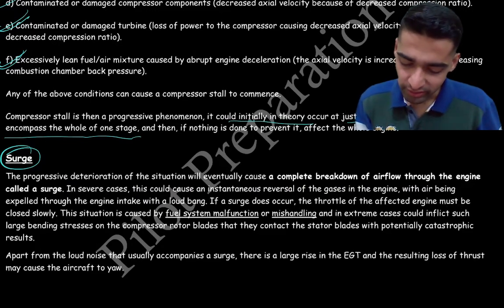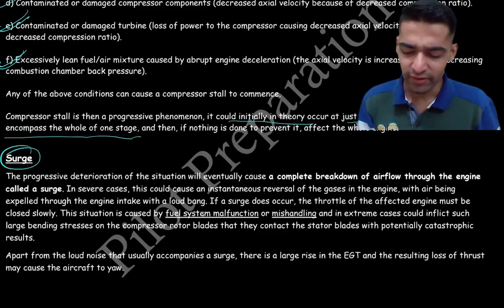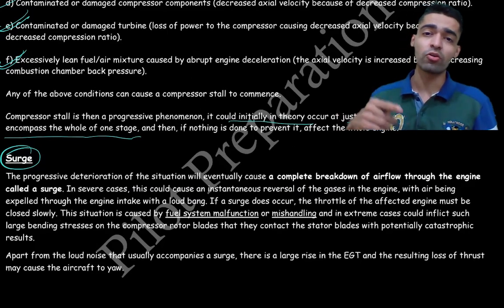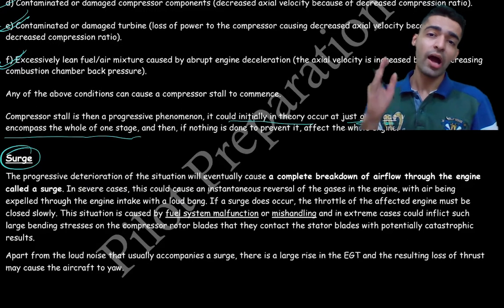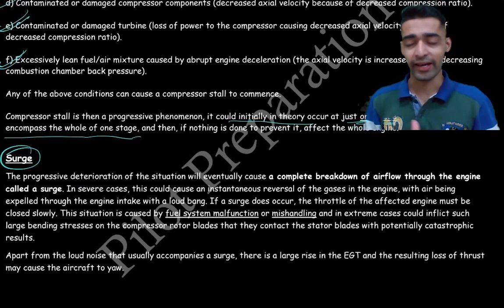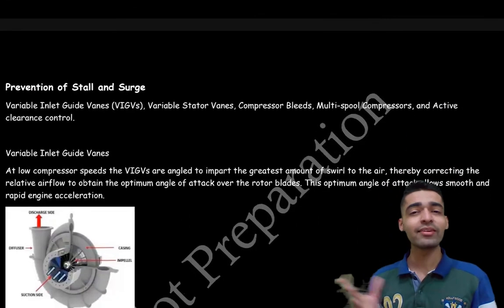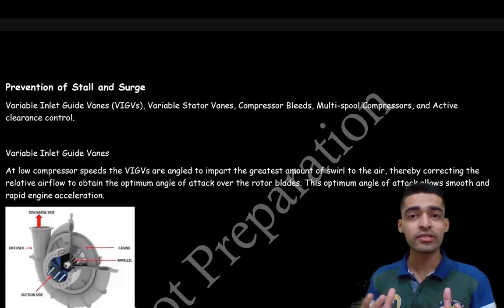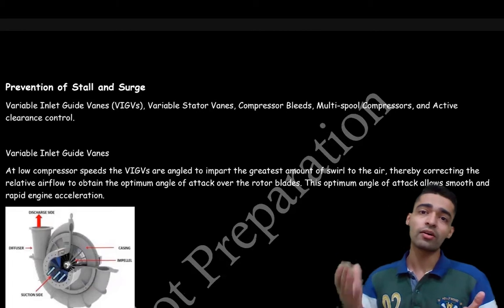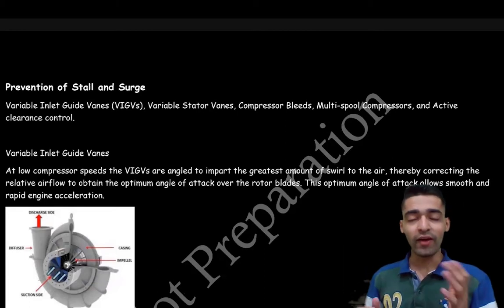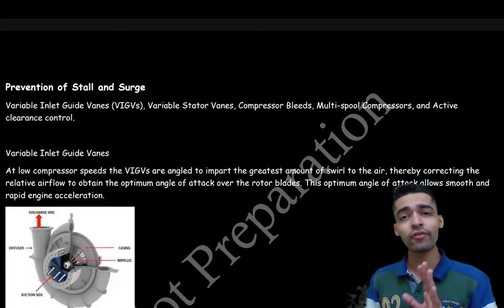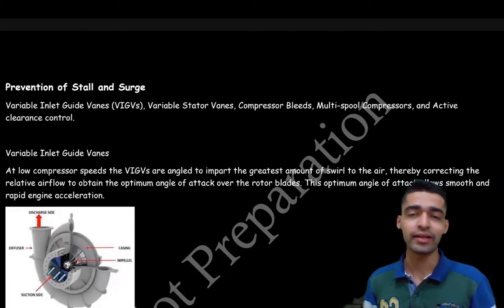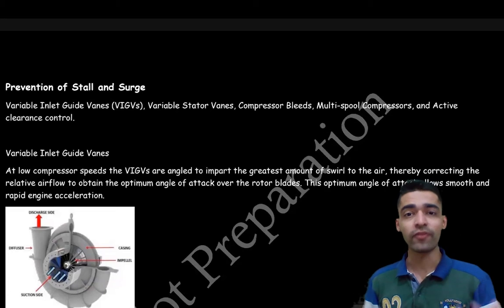This situation is caused by fuel system malfunction or mishandling, and we also know it is caused by the imbalance between the rotational speed of the compressor and the axial velocity of the air inlet. So how do we prevent this? We don't want our engine to not work. If the engine doesn't work, the plane will fall, isn't it? If either of the engines doesn't work, we will still be able to fly, but there would be some issues, right? And we have to land the plane as soon as possible if the engine fails.